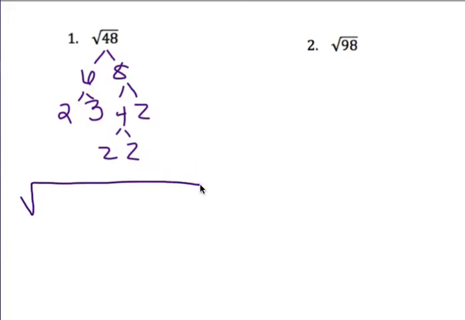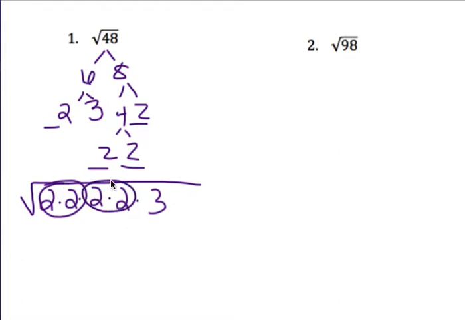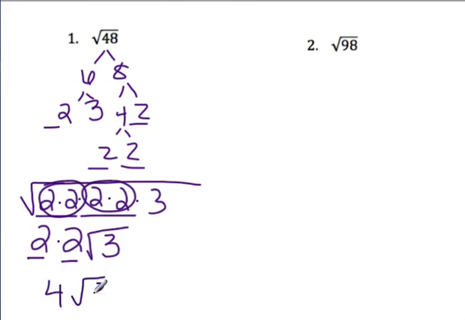So underneath the radical, I'm going to write all my pairs. So I have 1, 2, 3, 4 2's, and 1 3. So I have a pair of 2's here, and I have a pair of 2's here. So on the outside of the radical, I'm going to have 2 pairs of 2's, 1 for this pair and 1 for this pair. And then left underneath the radical is 3 because it doesn't have a pair with it. 2 times 2 is 4, and then I have square root of 3.